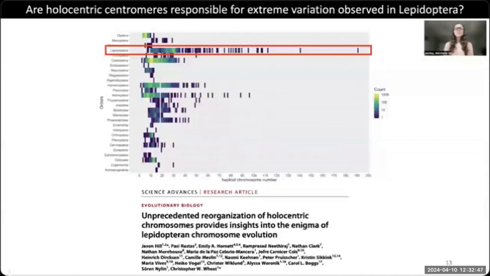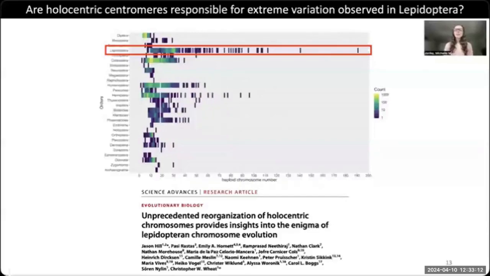And this idea had resurfaced recently in a Nature paper that I read a few years ago in a journal club that claimed that holocentricity was the explanation for extreme chromosome number in some lepidopterans. And this is actually an old idea that's been driven by the kind of data distribution that you see here. And so people very early on began to say that this is due to that order having holocentric chromosomes.